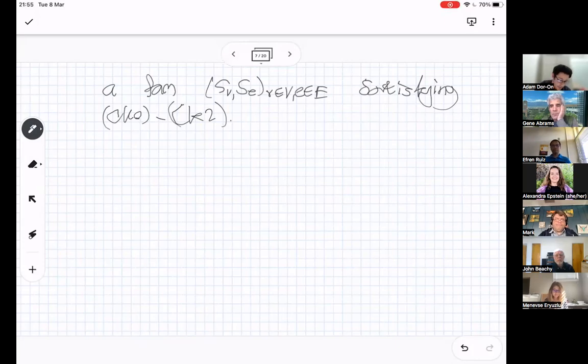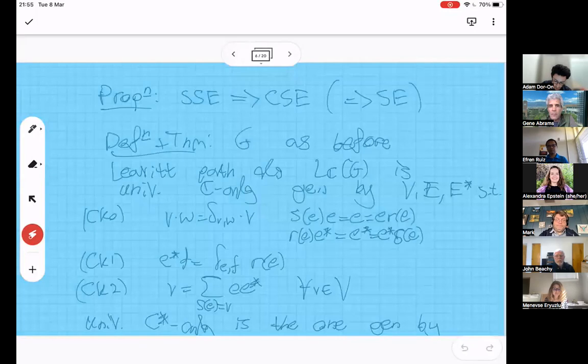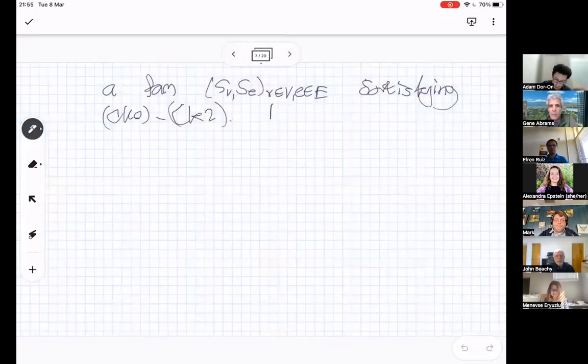So this is why I make this distinction here when I write SV instead of V and SE instead of E, just to emphasize the fact that these are bounded operators on Hilbert space. And they generate some C star algebra together with their adjoints, and that C star algebra, the universal such, is the graph C star algebra. Okay, so this is the graph C star algebra of G.